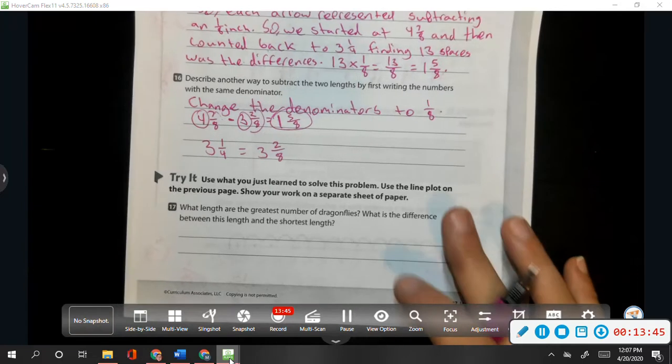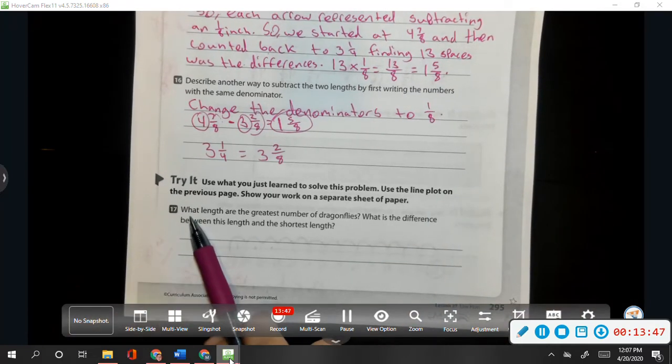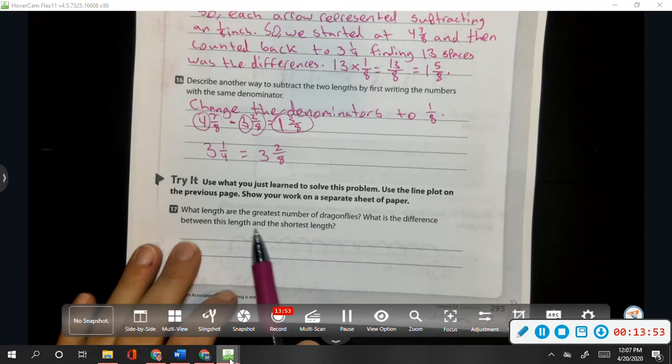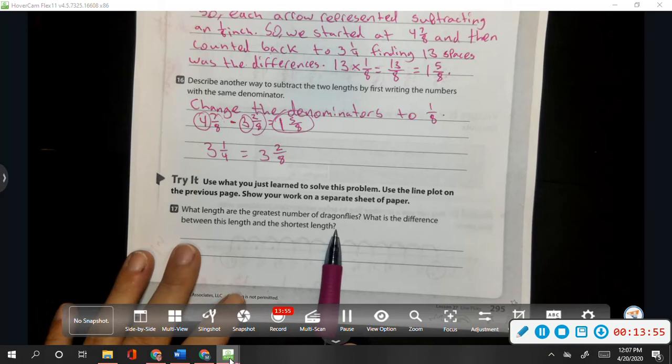Let's try it out. Number 17. What length are the greatest number of dragonflies? What is the difference between this length and the shortest length? Not exactly. The greatest number of dragonflies are 4.5 inches long.